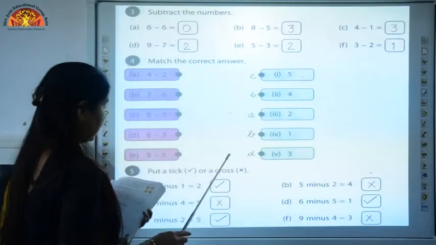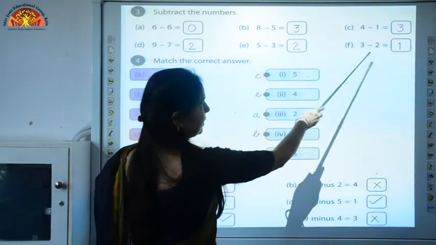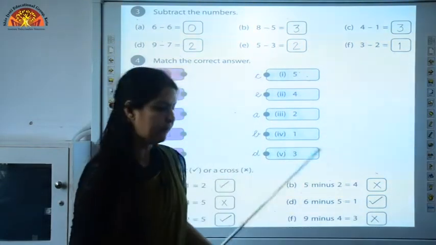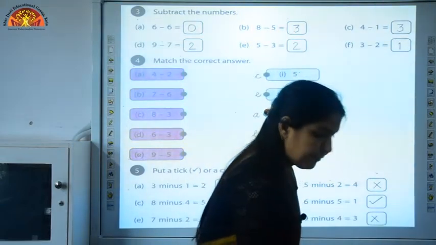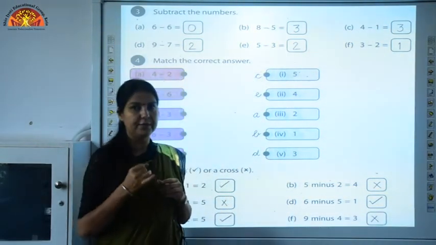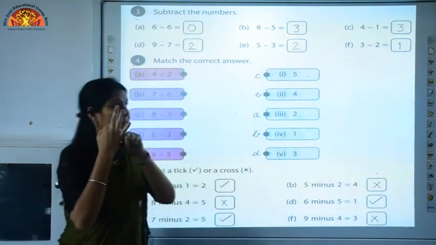This is F part of this question. 3 minus 2 is equal to 1. So what you will do? You will count the bigger number on your finger. 3 is bigger, so we will start counting 3 on our finger. 1, 2 and this is 3.